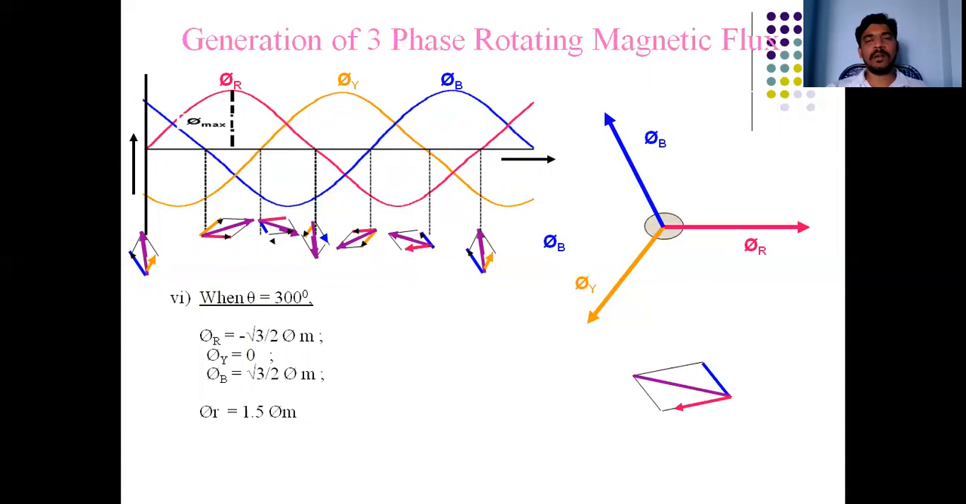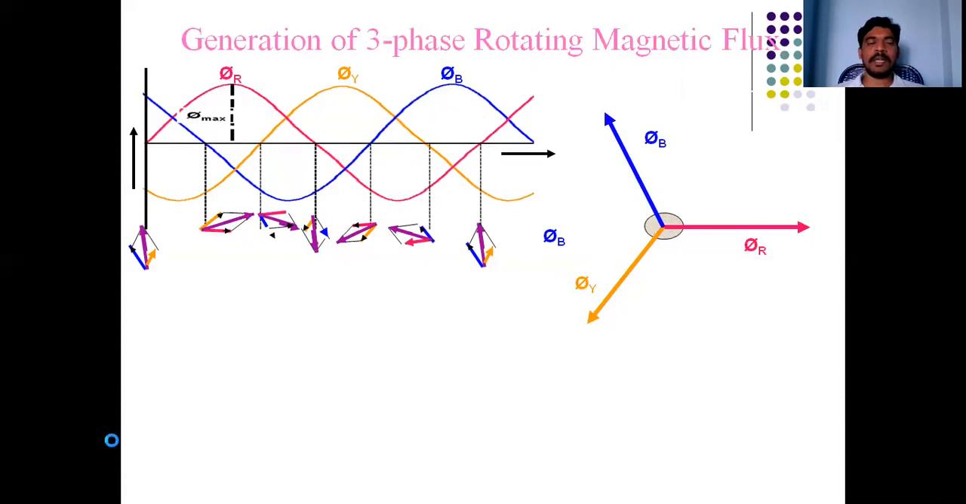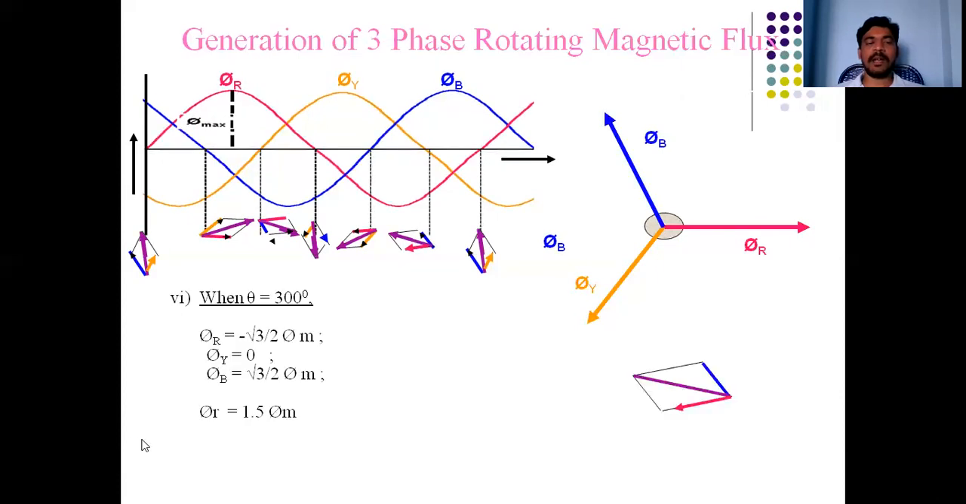When theta is equal to 300 degrees, phi r is equal to root 3 by 2 phi m, and phi y is equal to 0, phi b is equal to root 3 by 2 phi m. Again, the resultant value is 1.5 phi m, but it is rotated. Magnitude is the same, but the angle of direction is different.